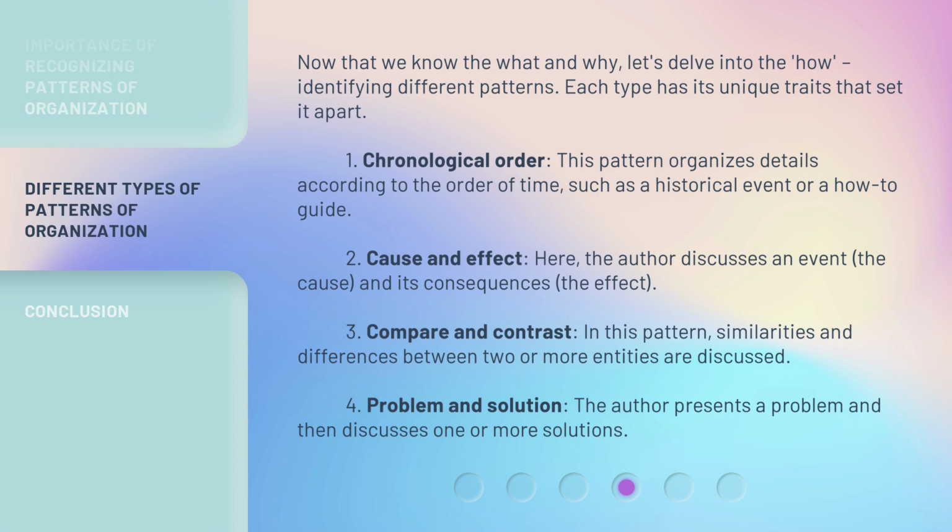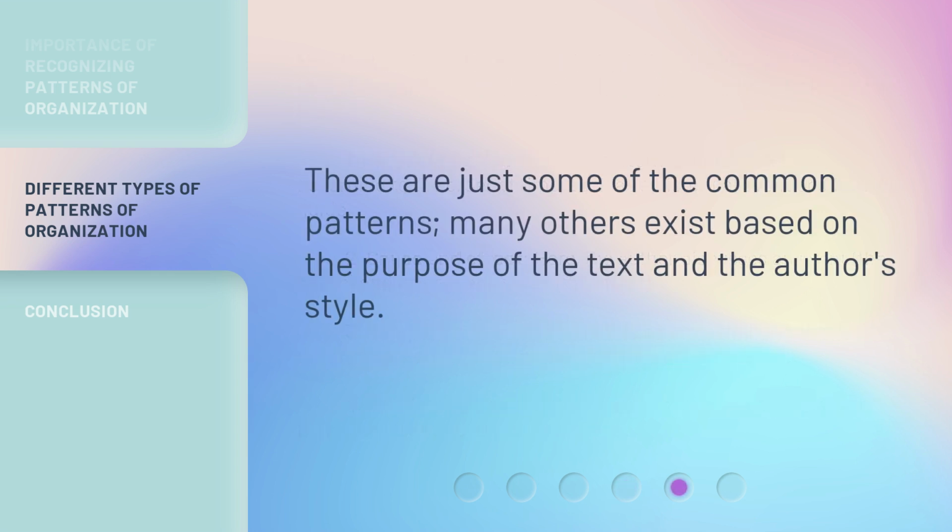Here, the author discusses an event, the cause, and its consequences, the effect. 3. Compare and contrast. In this pattern, similarities and differences between two or more entities are discussed. 4. Problem and solution. The author presents a problem and then discusses one or more solutions. These are just some of the common patterns. Many others exist based on the purpose of the text and the author's style.